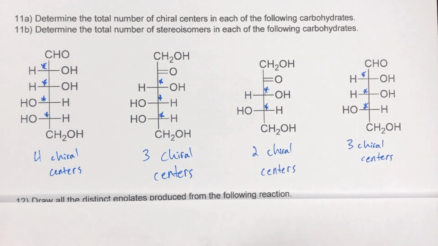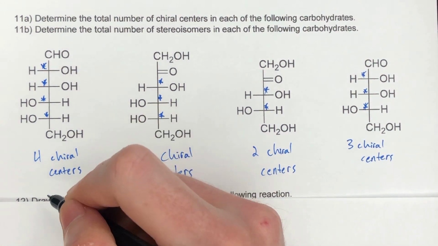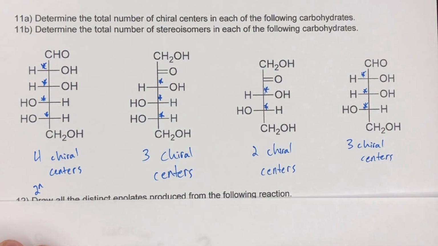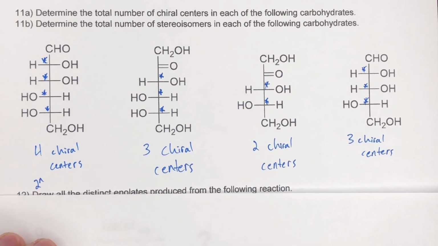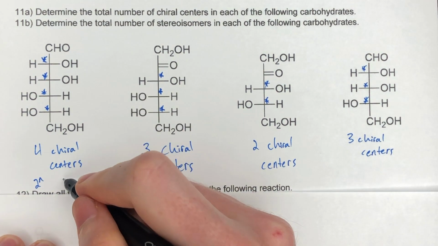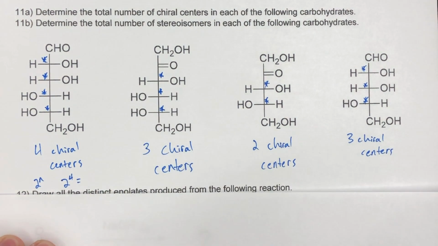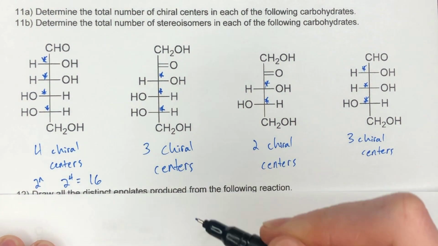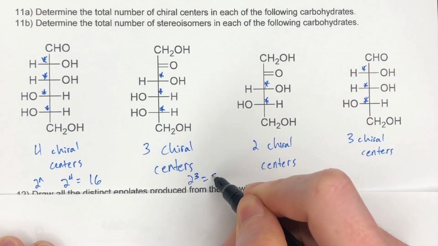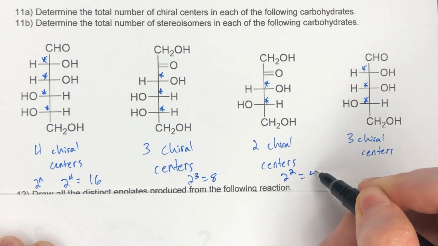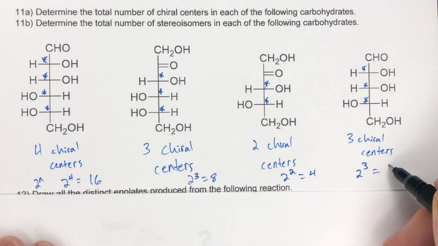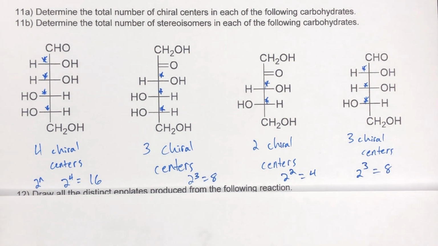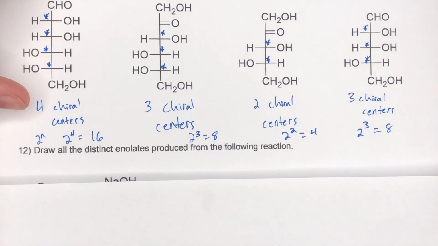Now, to answer part B, determine the total number of stereoisomers. So this is 2 to the n, where n is the number of chiral centers. So for this one, it's 2 to the 4, which is 16. 2 times 2 is 4, 2 times 2 is 4, times each other is 16. This is 2 to the 3rd, which is 8. 2 squared is 4, 2 to the 3rd is 8. So those are the total number of stereoisomers in that second row there. All right, and that is question 11.